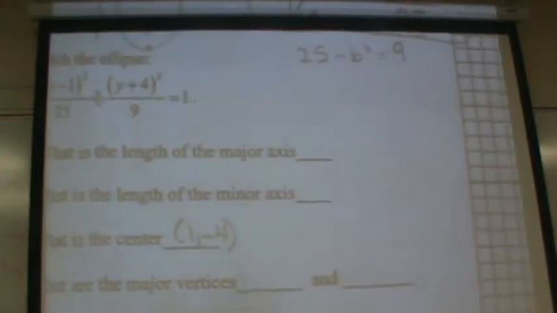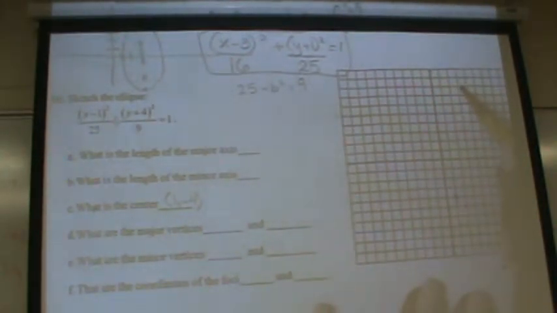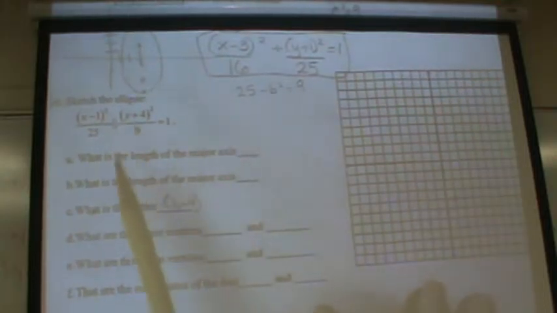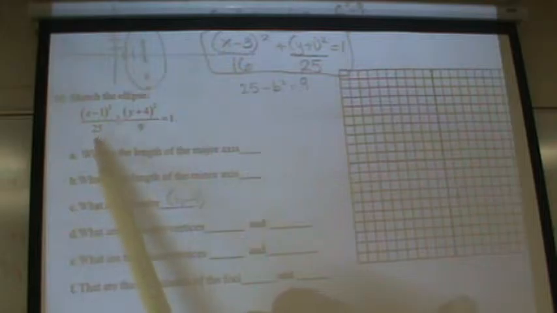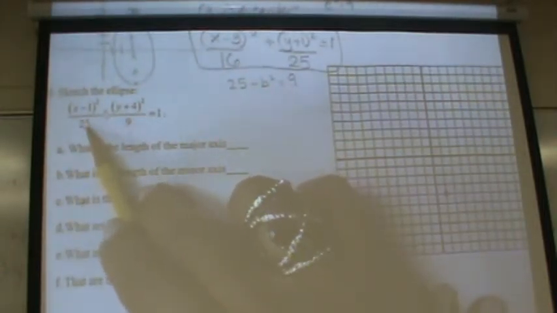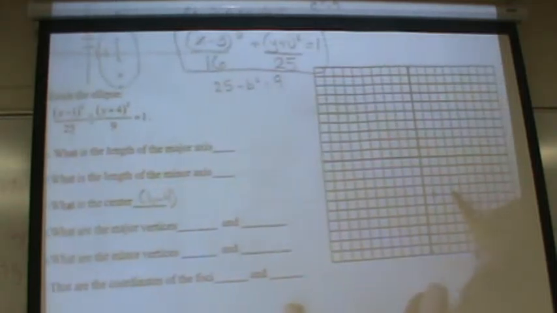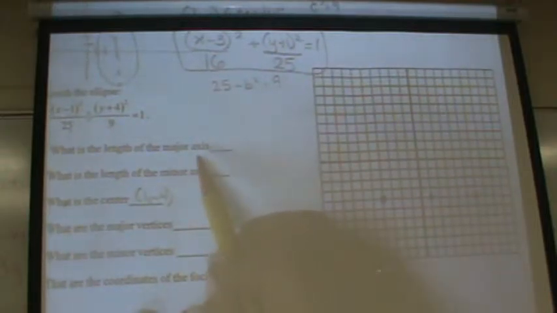Okay, next, the major axis. Where are you gonna go? Left, right, up, down? Left and right. 5, that's the bigger number. The bigger number is underneath the x value. So you're gonna go 5 units. You're gonna take the square root of 25. 1, 2, 3, 4, 5. 1, 2, 3, 4, 5. So how long is your major axis?